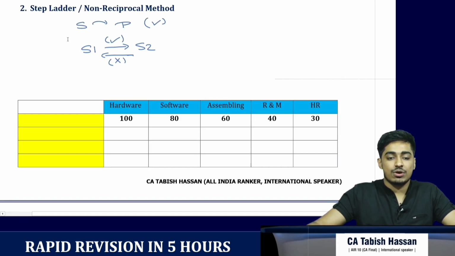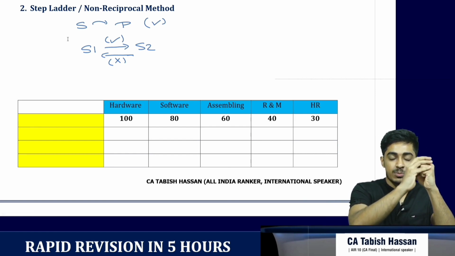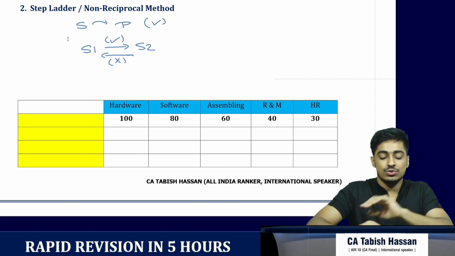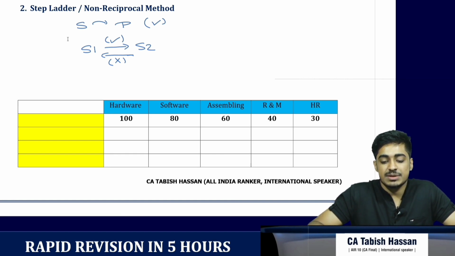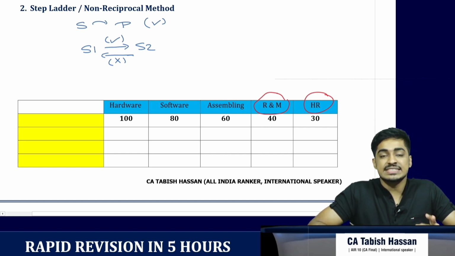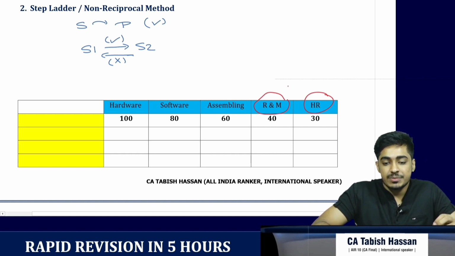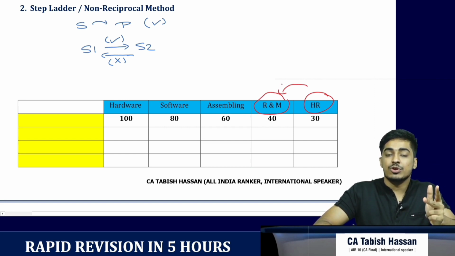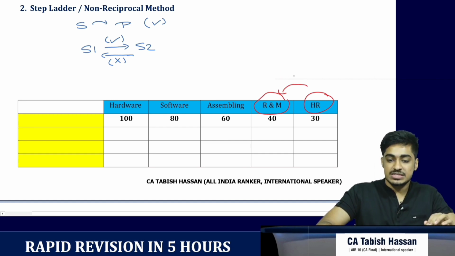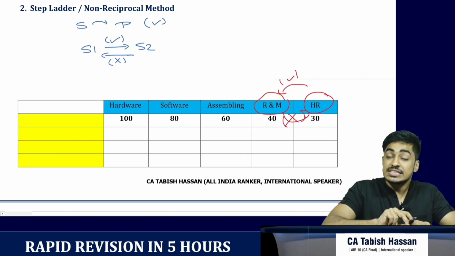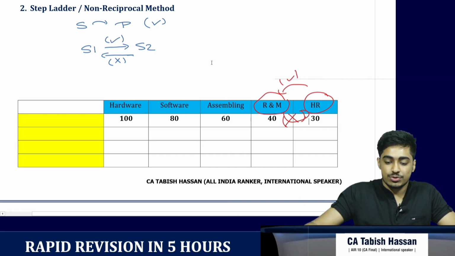Next, we have the step ladder or non-reciprocal method. Here, what is the assumption? One service department provides service to another service department, but the other service department does not provide service to the first. Say for example, we have 2 departments, repairs and maintenance and HR. HR is telling, I provide service to repairs and maintenance. To the employees of repairs and maintenance, recruitment, selection, payroll processing, everything I do. But repairs and maintenance is not giving any service to me. In such a case, we follow the step ladder or non-reciprocal method.